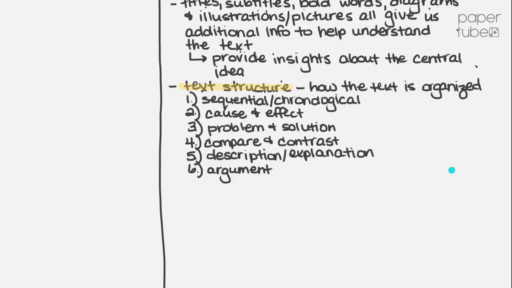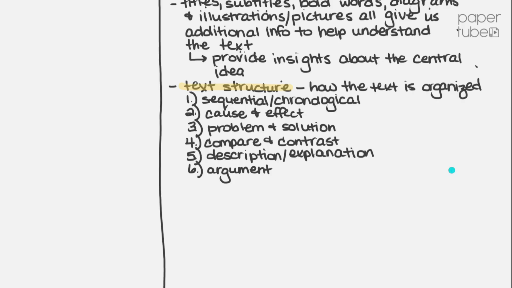Cause and effect, where we look at how one thing has caused other things to happen. Problem and solution, where we're looking at one problem and thinking about or coming up with or identifying solutions to that problem. Comparing or contrasting, looking for similarities and differences. Description or explanation, where you just describe what you're talking about or what you want somebody to learn about. An argument, where you make an argument about something using details and facts.